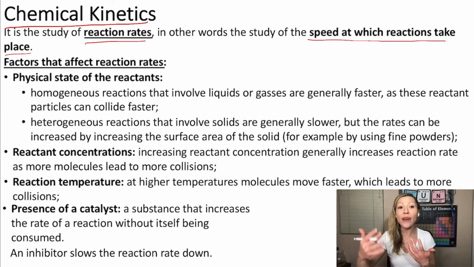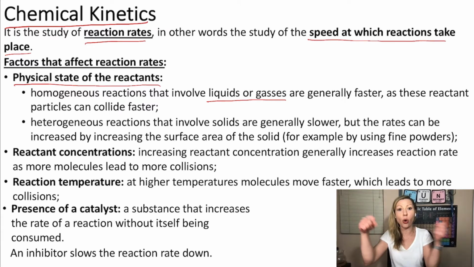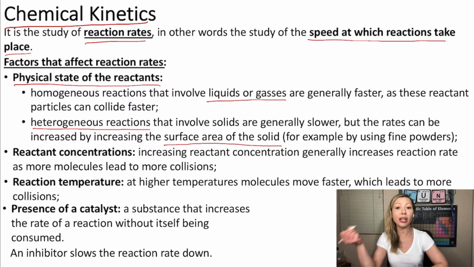And there are several factors that affect this. For example, the physical state of the reactants. If I have a homogeneous reaction with liquids and gases, because those molecules are more mobile, I'm going to have generally faster reaction rates. On the other hand, heterogeneous reactions involving solids are generally slower, and I can increase the rate by increasing the surface area of the solid, for example, by using fine powders.